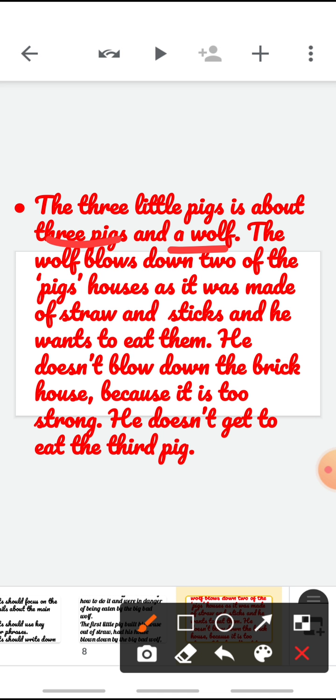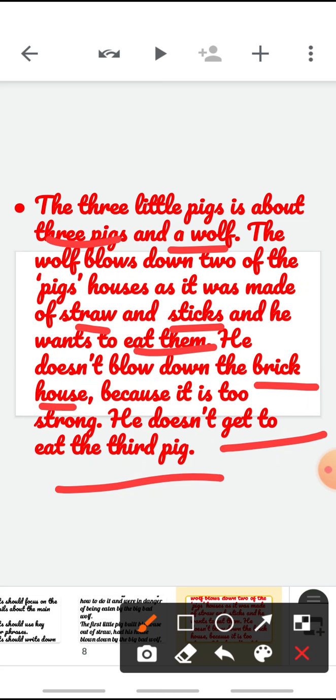The wolf blows down two of the pigs' houses as they were made of straw and sticks, and he wants to eat them. What does the wolf want? The wolf wants to eat the three little pigs, but the two little pigs chose straw and sticks to build their houses, and at the end they were eaten up by the wolf. And he doesn't blow down the brick house, right? The third little pig used bricks to build his house, and he was safe as his house was very strong. Because it is too strong, the wolf doesn't get to eat the third pig. The wolf was not able to eat the third pig.